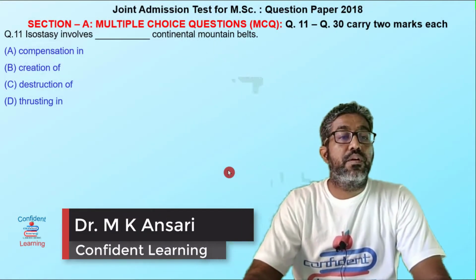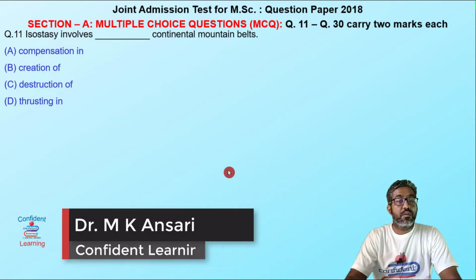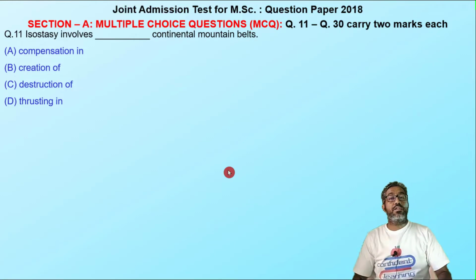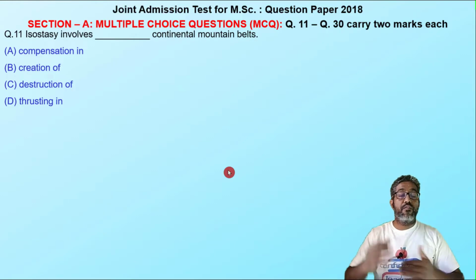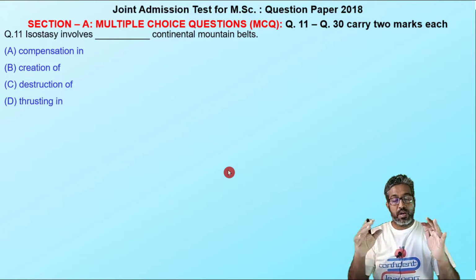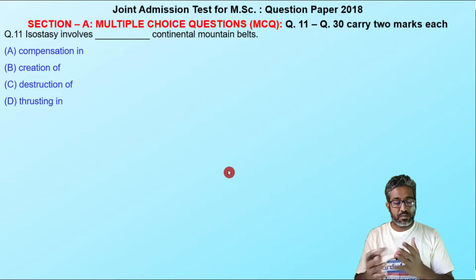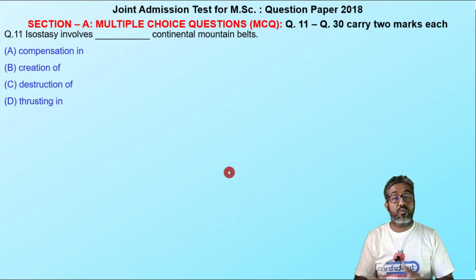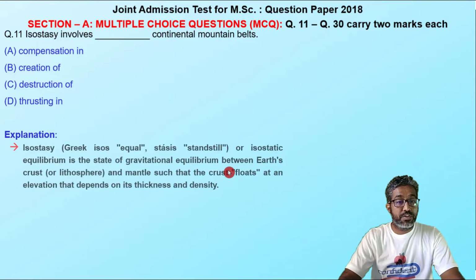This is the first question, related to isostasy and the continental mountain belt. This is a very simple question. Isostasy is the compensation in a continental mountain belt. If the mountain belt is lifted up or sinks down, we have to compensate the loads and the forces. So isostasy is mainly related to the compensation process, and let's have some explanation.